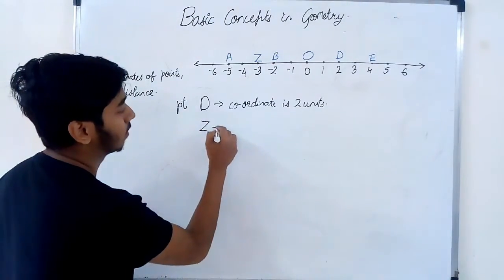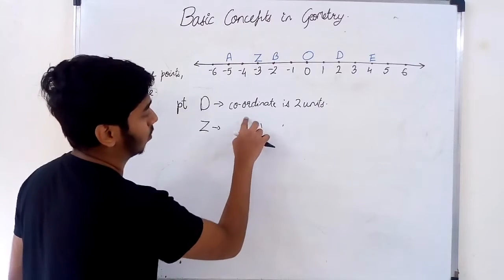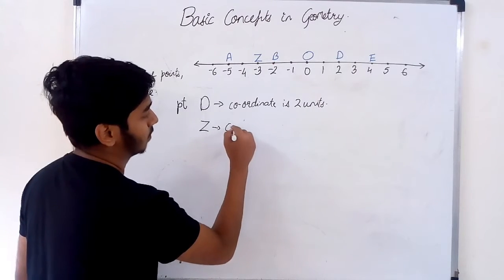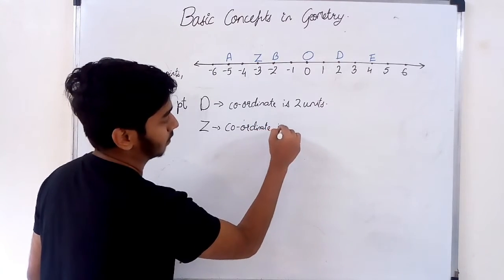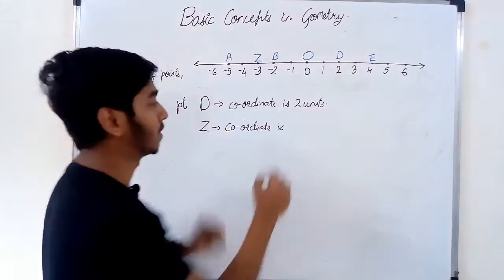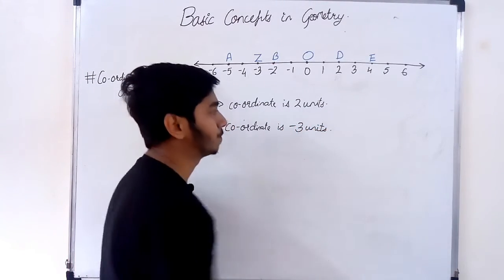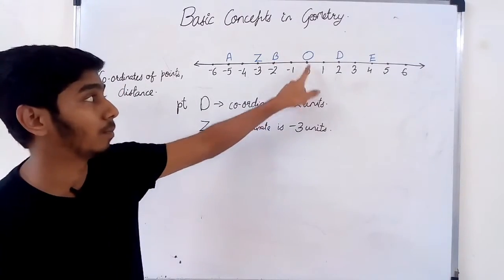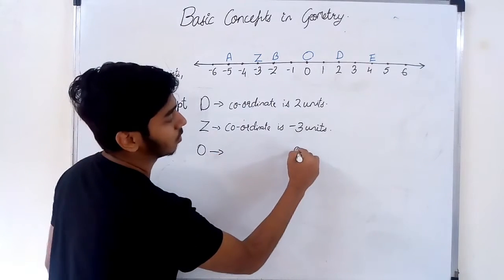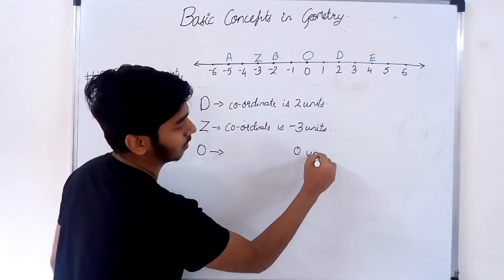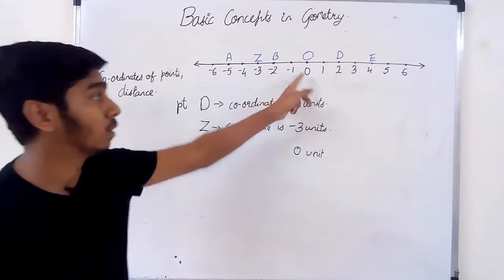Let's take for example Z. For point Z, the coordinate is -3 units. The coordinate of point O will be 0 units, or 0 unit. So what are we doing here?